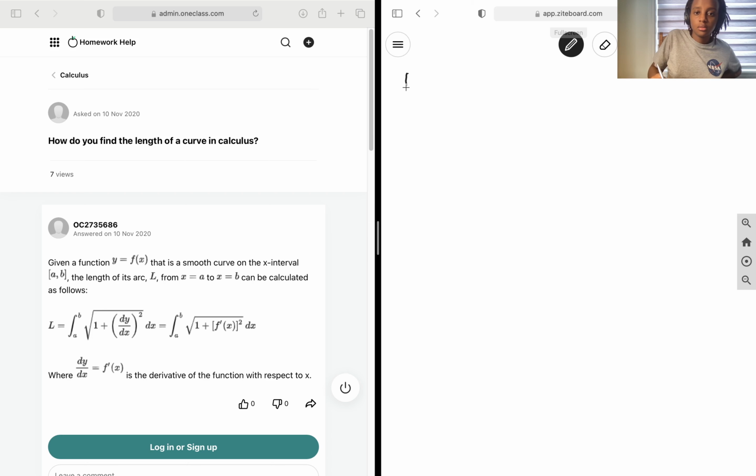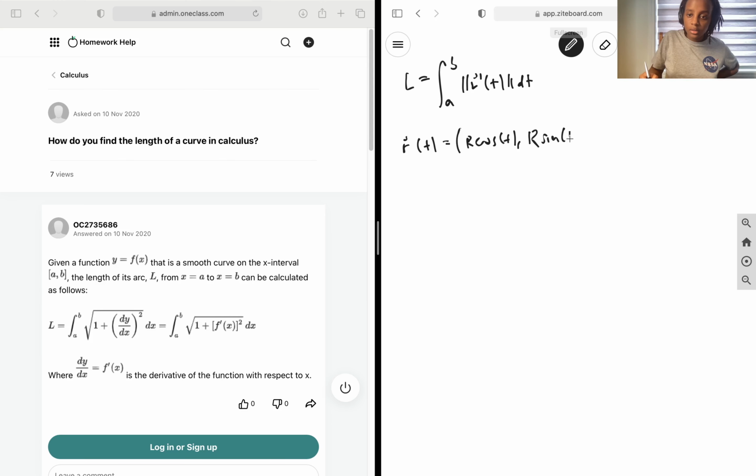let's just rewrite this. Let's take r is equal to r cos t, r sin t, t, with t between 0 less than or equal to 2 pi. This, when you draw it out, will become a circle going counterclockwise. And so let's first find the derivative.